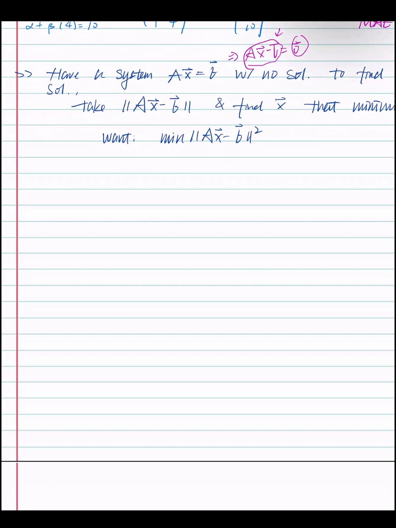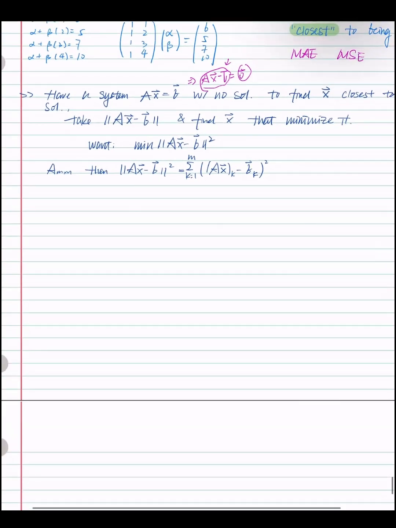Okay, so consider we have an n by n matrix A. For each row, we do Ax subtract b, and in the end, we add them together after squaring them. Right, and this is what we call the least squares.